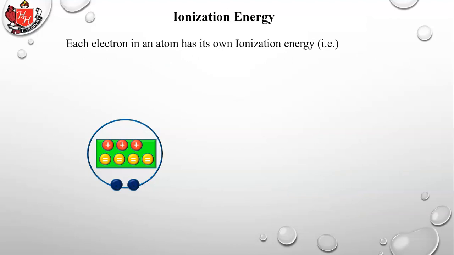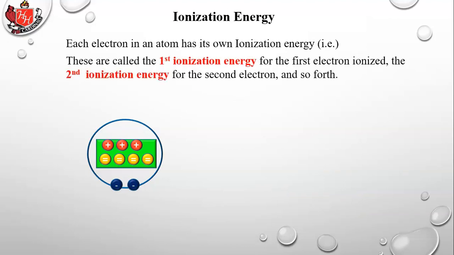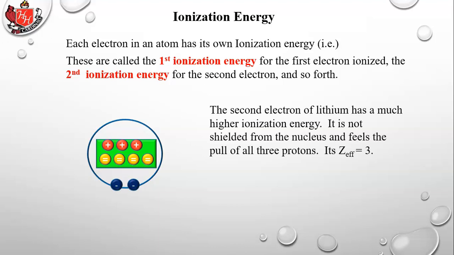Each electron in an atom has its own ionization energy. These are called the first ionization energy for the first electron ionized, the second ionization energy for the second electron, and so forth. The second electron of lithium has a much higher ionization energy. It is not shielded. It doesn't matter which one of those two is the second one. It is not shielded from the nucleus, and it feels the pull of all three protons because there are no core electrons inside of either of those two electrons. So it's simply going to feel the pull of all three, so its Z effective is 3. The second ionization energy of lithium is 7,298 kilojoules per mole.